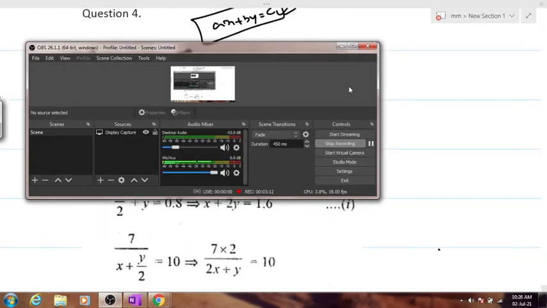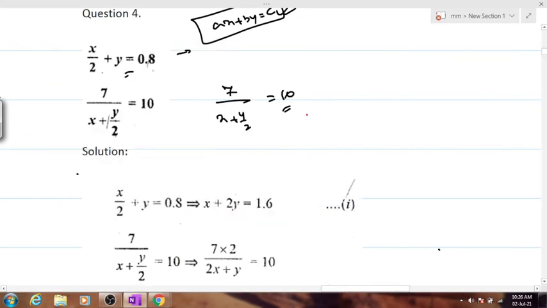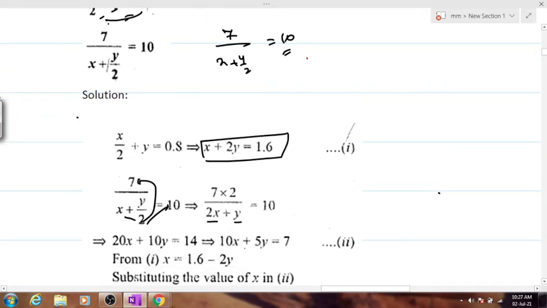The solution now. I've already told you that you have to first take the LCM and formulate the equation in normal form, ax plus by plus c. So this is the equation, the first equation, and this happens to be the second equation, 2x plus y, and then 2 goes up and then cross multiply. We'll be getting the second equation as 10x plus 5y is equals to 7. Clear? These are your first and second equation.